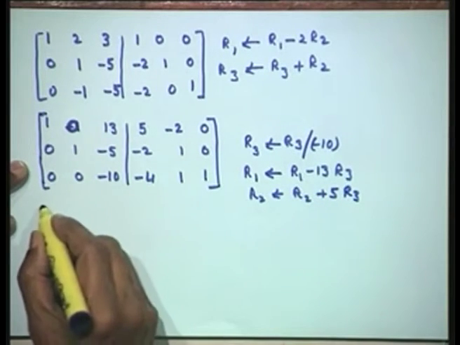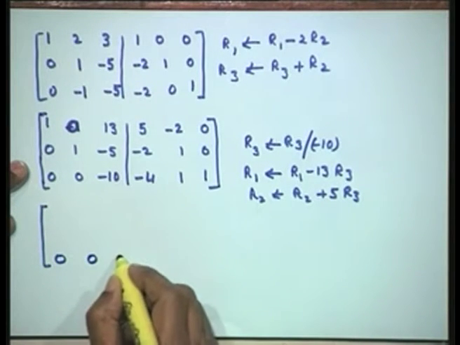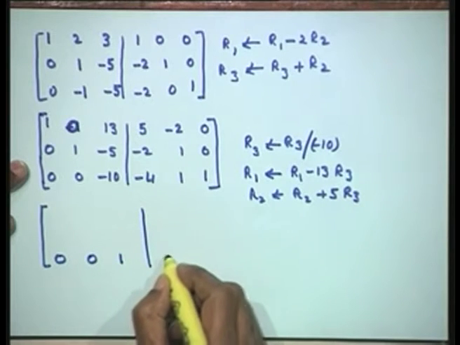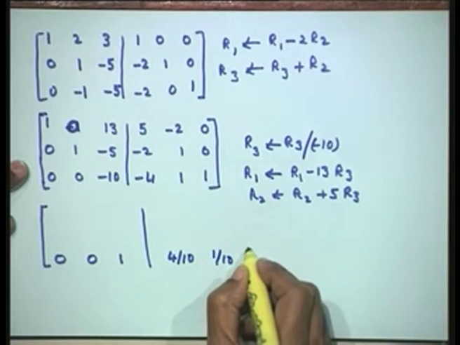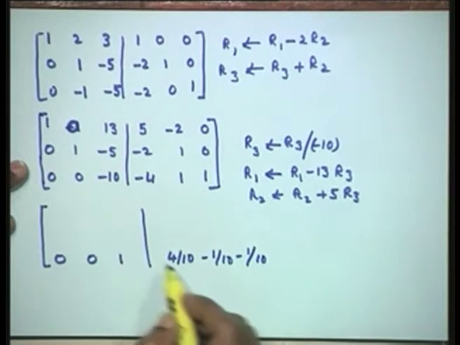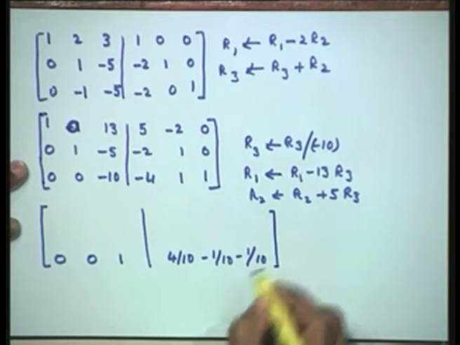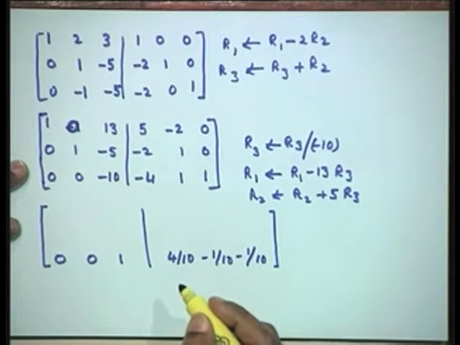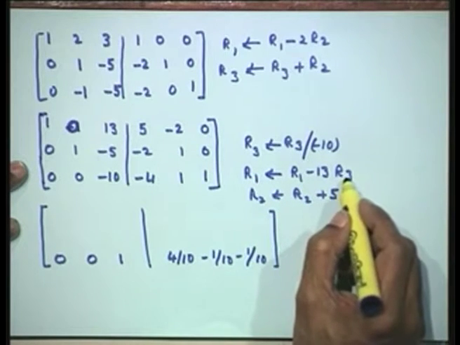So, we have 1 here. So, let us first of all make this as 1. So, I will have this as 4 by 10, let us retain it as that, 1 by 10, 1 by 10. So, I have divided by minus 10 throughout. So, I will have here 4 by 10, minus 1 by 10, minus 1 by 10 over here. Then I am now subtracting row 1 minus 13 row 3.